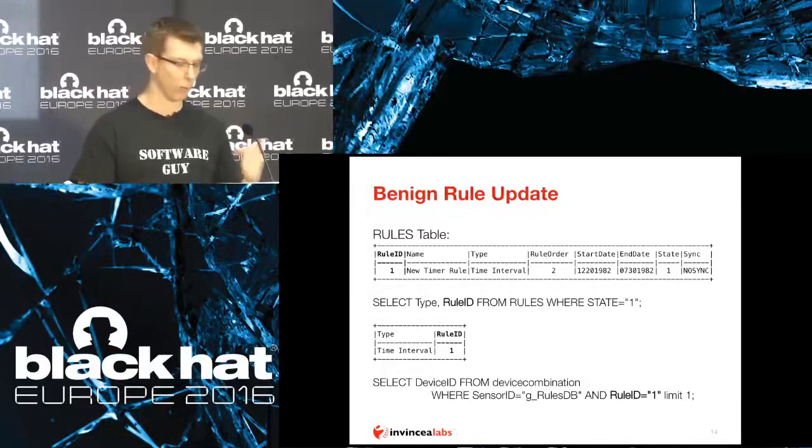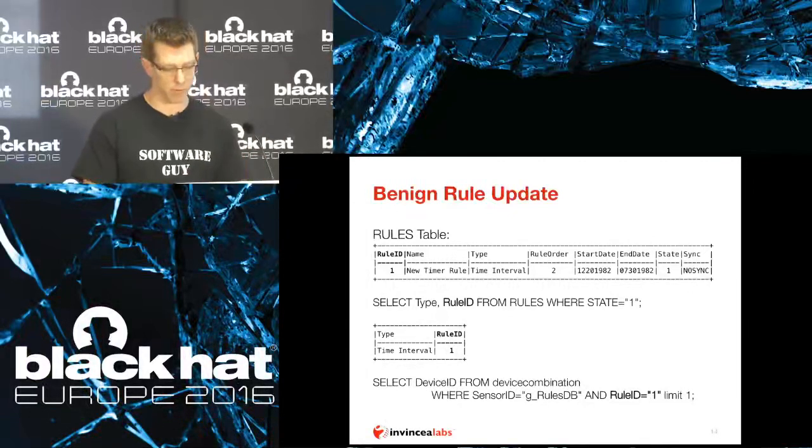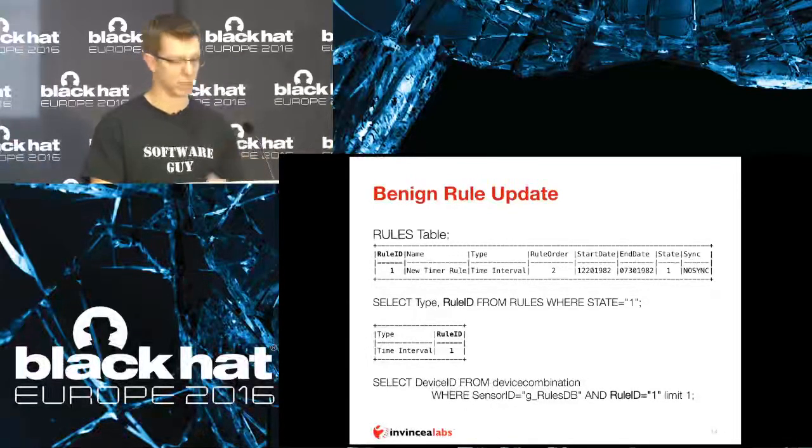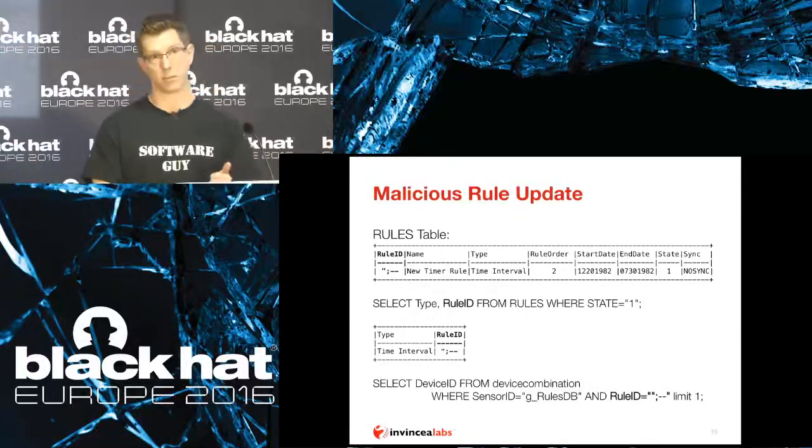After the first query runs, we get one result back. We see the rule ID there as well, and I've bolded it so you can trace it through here. And then the second query gets built as expected, right? We're going to select device ID where rule ID equals 1. Easy peasy.